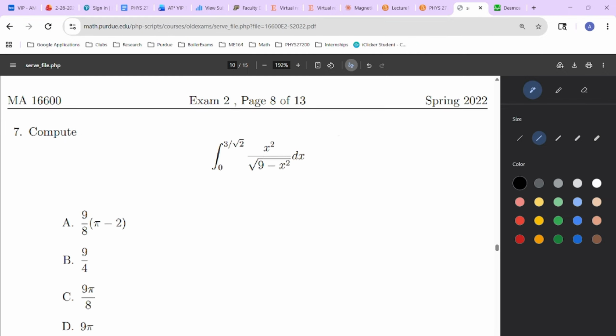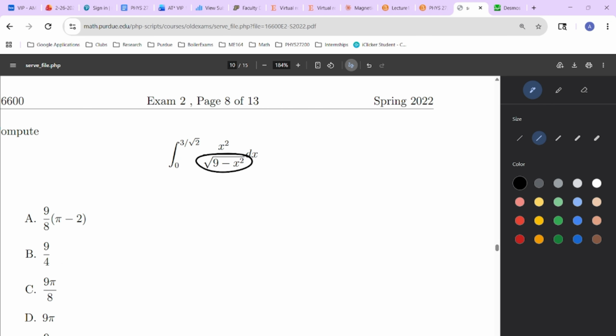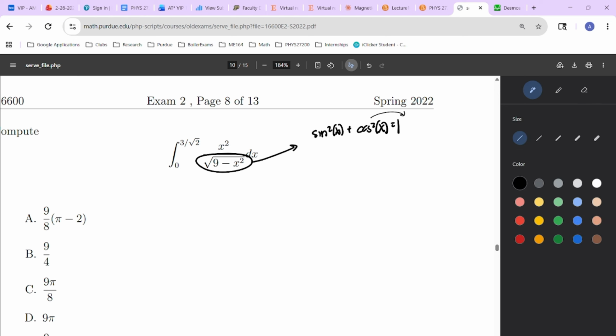Okay, so let's highlight something important here. This on the bottom should immediately clue us to our approach to this problem. We have a 9 minus x squared on the bottom, and we can relate this to a trigonometric identity I hope you've already seen, that being that sine squared of x plus cosine squared of x is equal to 1. Why is this important? Well, if you move one of these over to the other side, you end up getting that 1 minus cosine squared of x is equal to sine squared of x, or 1 minus sine squared of x is equal to cosine squared of x.